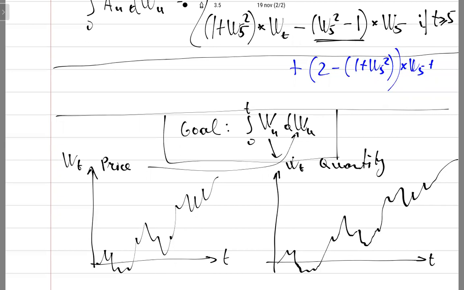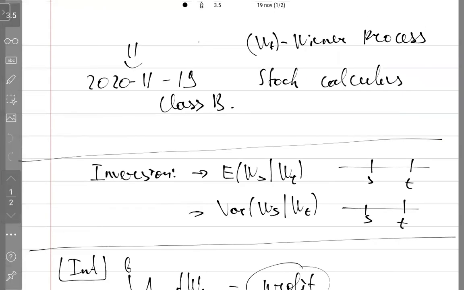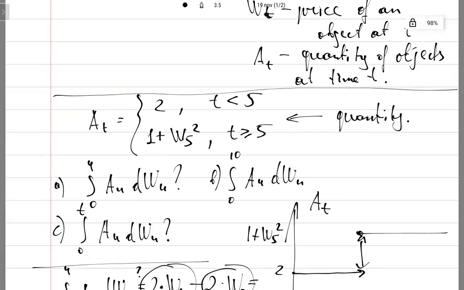Could you please explain what quantity 1 plus means? It was our trading strategy. So the question was what quantity means. This is given; this is my trading strategy. I have 2 shares. Then I have 1 plus W_5 squared shares.